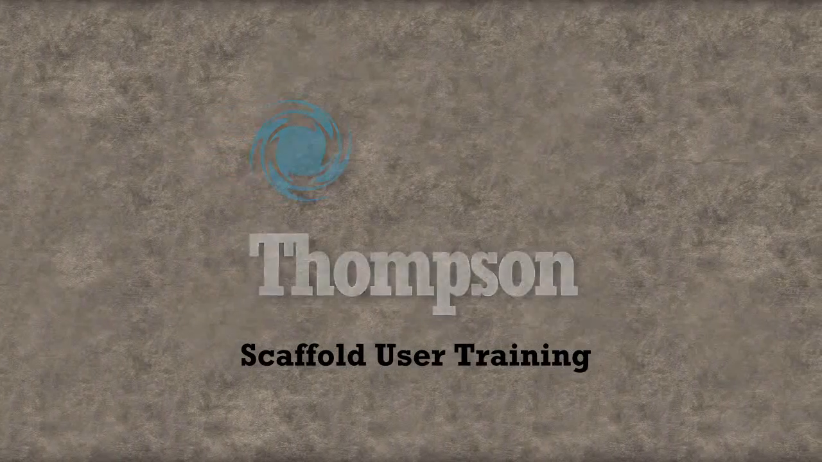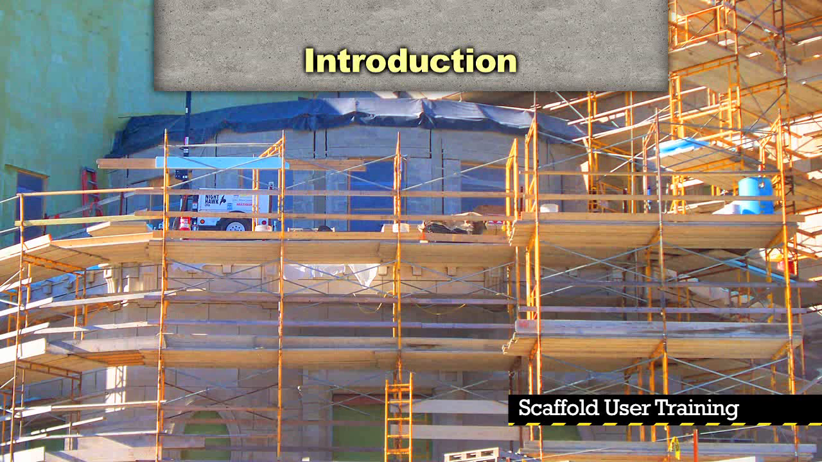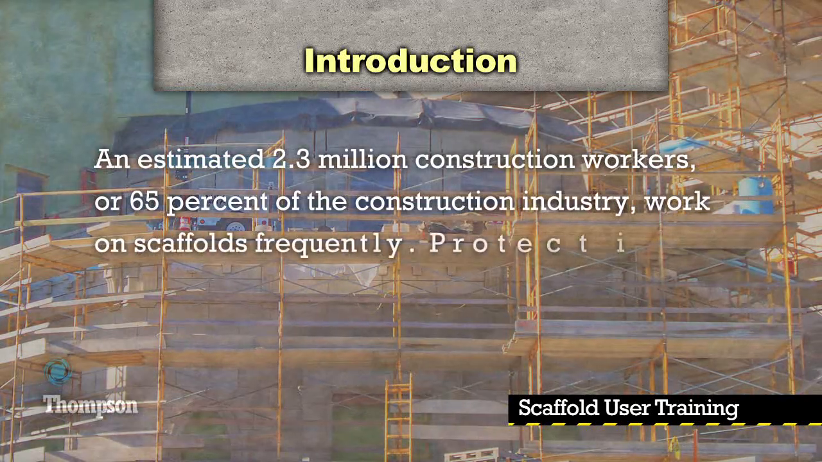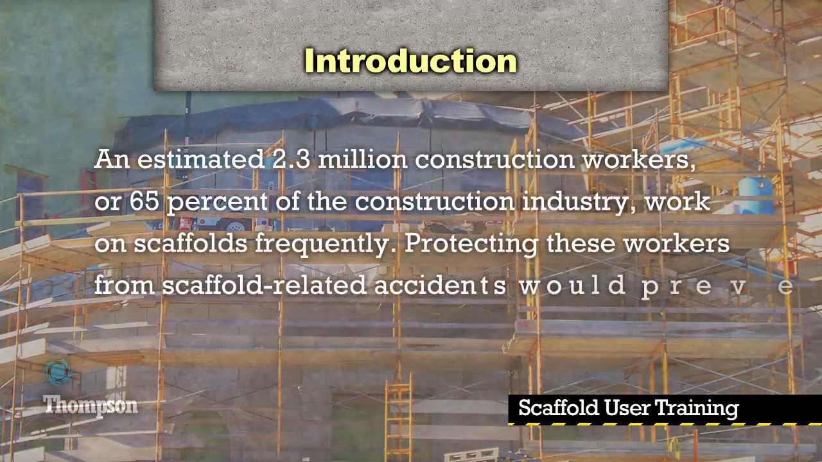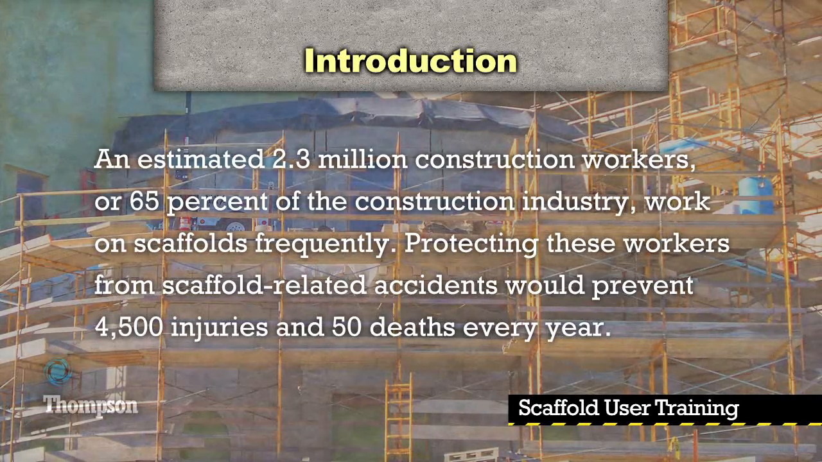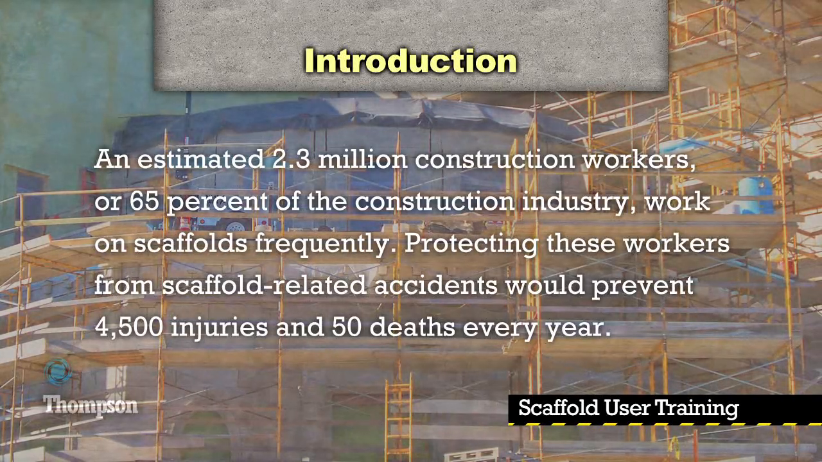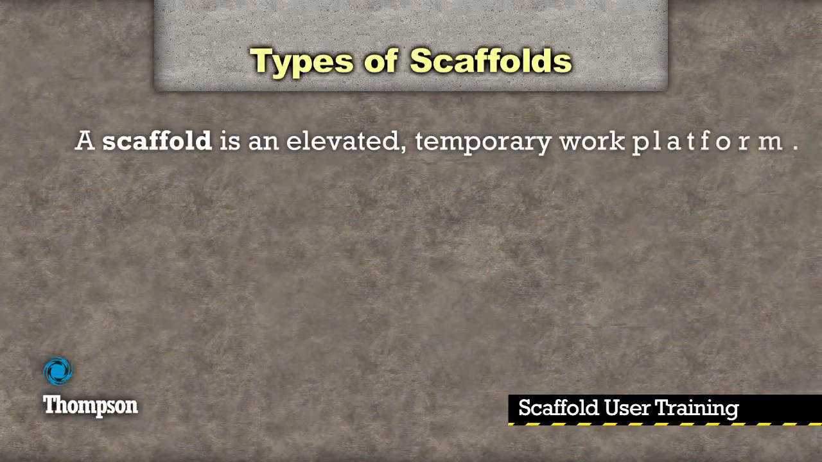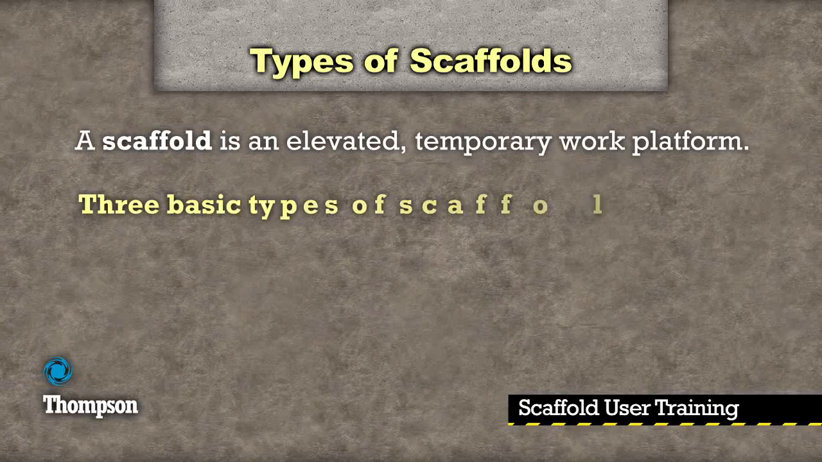As you probably already know, scaffolds are a huge part of the construction industry. An estimated 2.3 million workers, or 65% of the construction industry, work on scaffolds frequently. Protecting these workers from scaffold-related accidents would prevent 4,500 injuries and 50 deaths every year. A scaffold is defined as an elevated, temporary work platform.